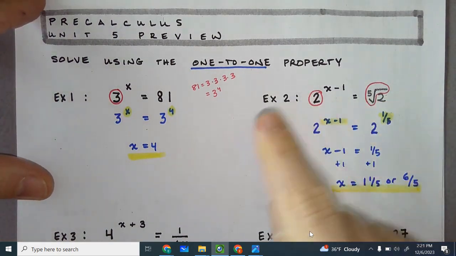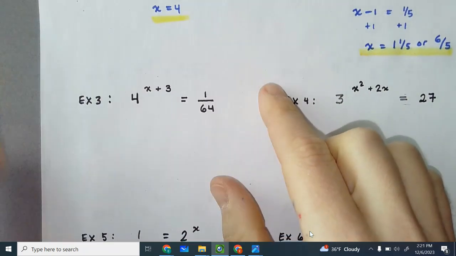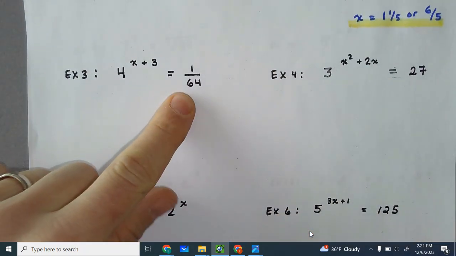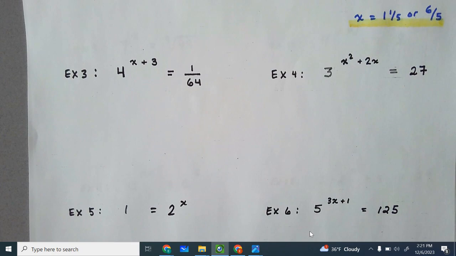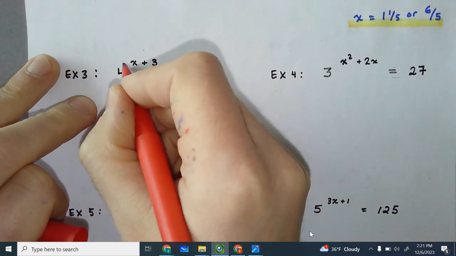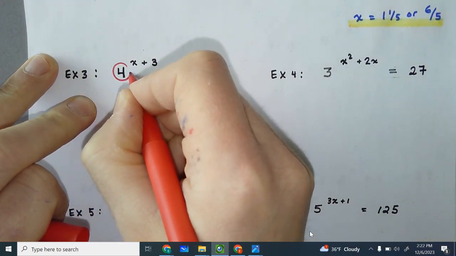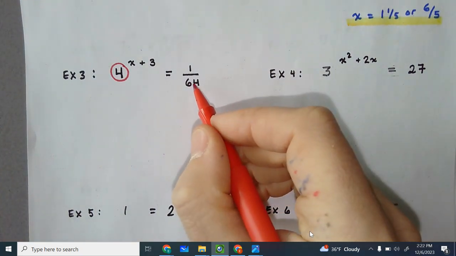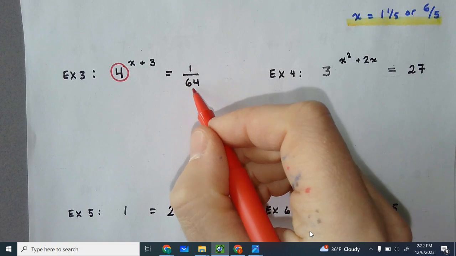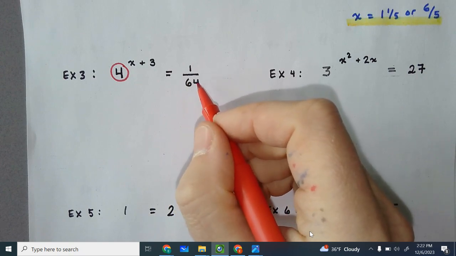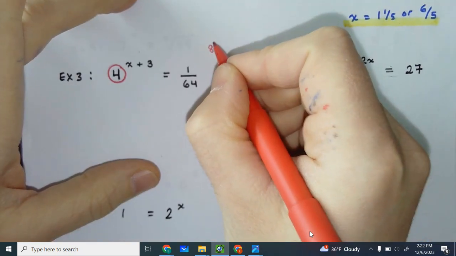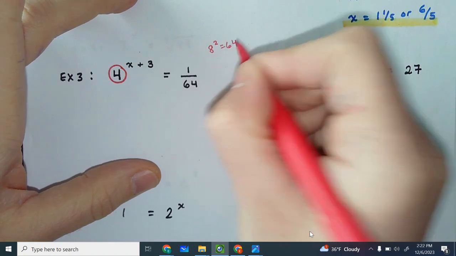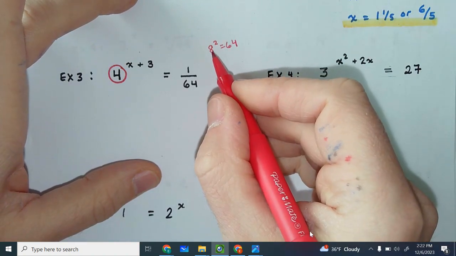Move along to number 3. What else do we have going on? Ooh, we've got a fraction this time. Okay, fractions. Let's talk fractions. Over here, we have a 4 as our base. Now, you might be tempted to say, hey, I see a 64 right here, and I know that 64 is 8 squared, right? That is true. However, 8 doesn't get us where we want to go.